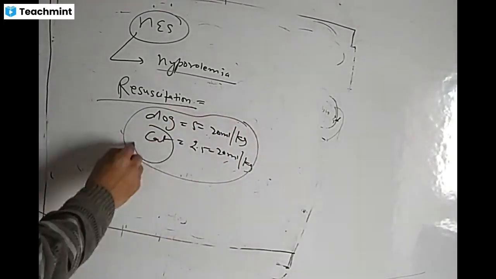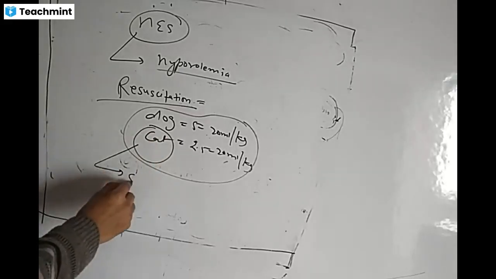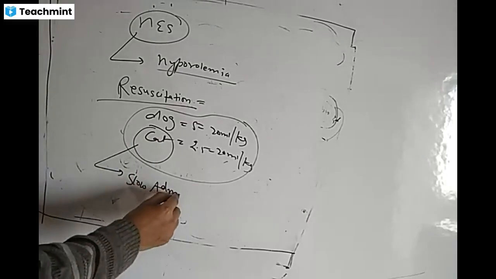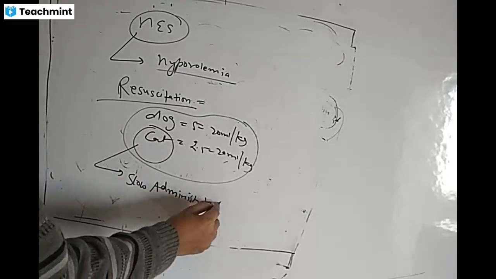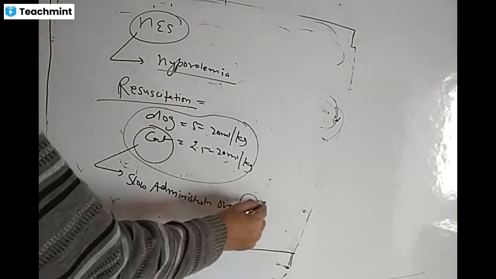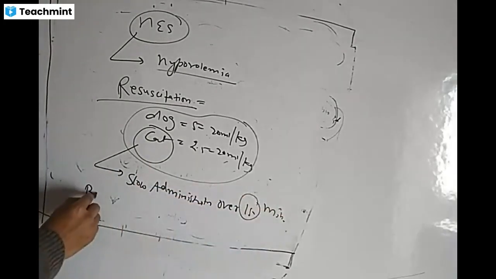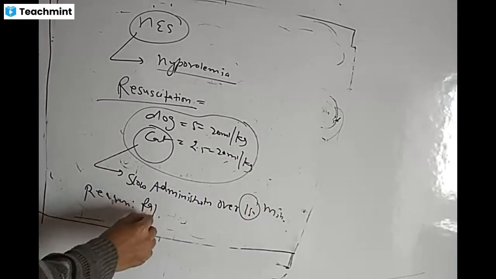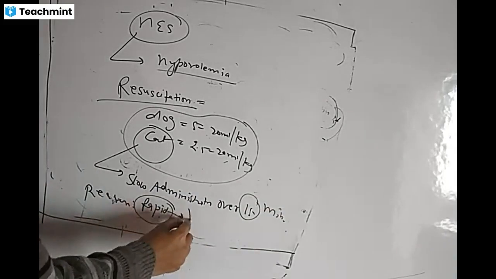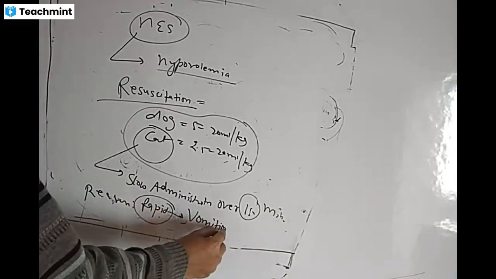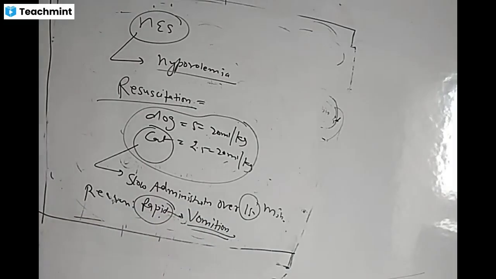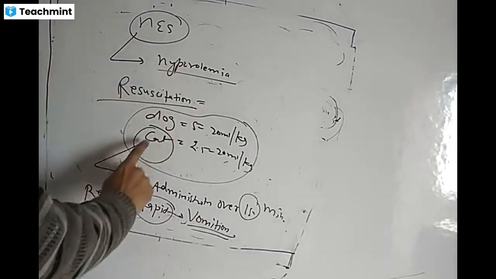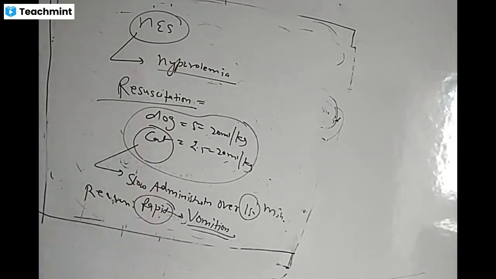The problem with cat or dog, mainly with the cat, is that slow administration is required. Slow administration over at least 15 minutes. Reason: because if rapid administration is given, then it may cause vomiting, mainly in cats. So these HES molecules are given slowly over 15 minutes. If you administer them rapidly, then vomiting will be there in case of cats.